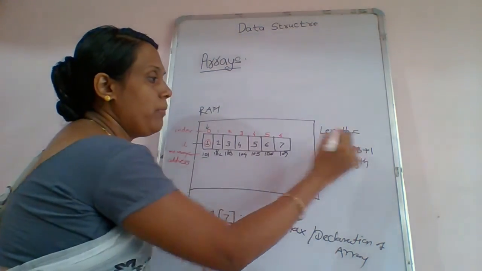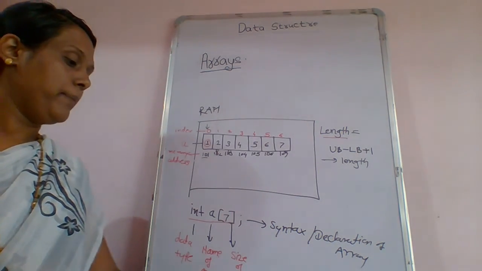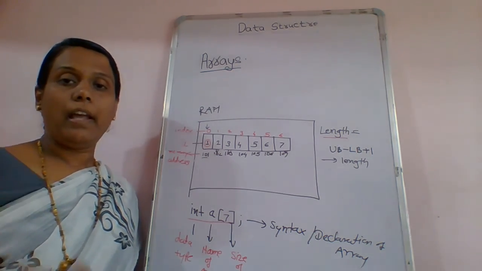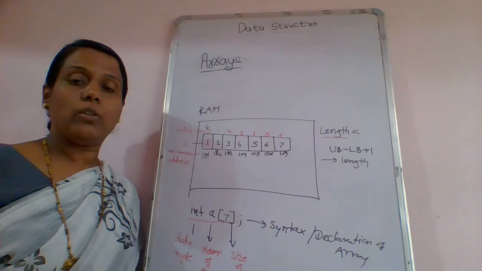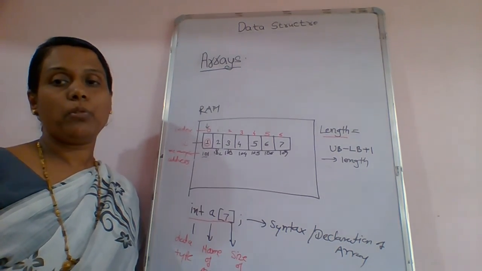By using this formula, you can calculate the length of the array. So this is the array. Now we will see the different operations on the array: how the array is represented in memory, traversing the array, inserting an element in the array, and deleting an element from the array.